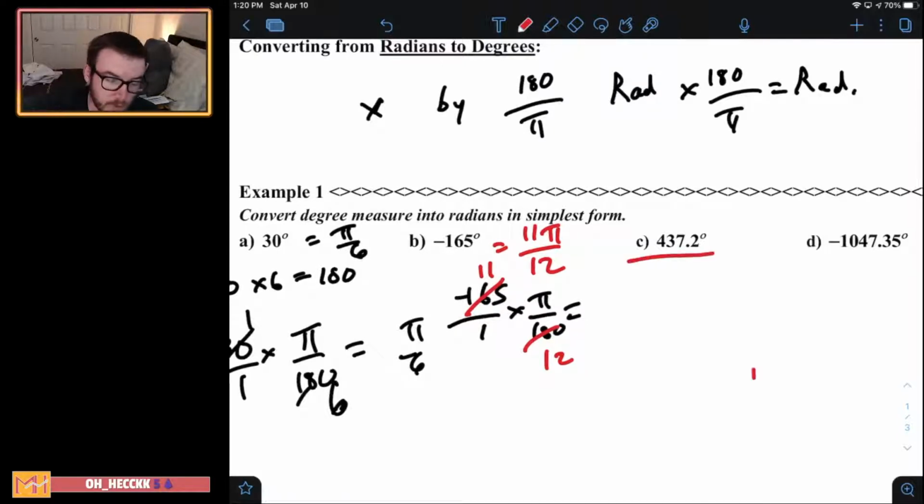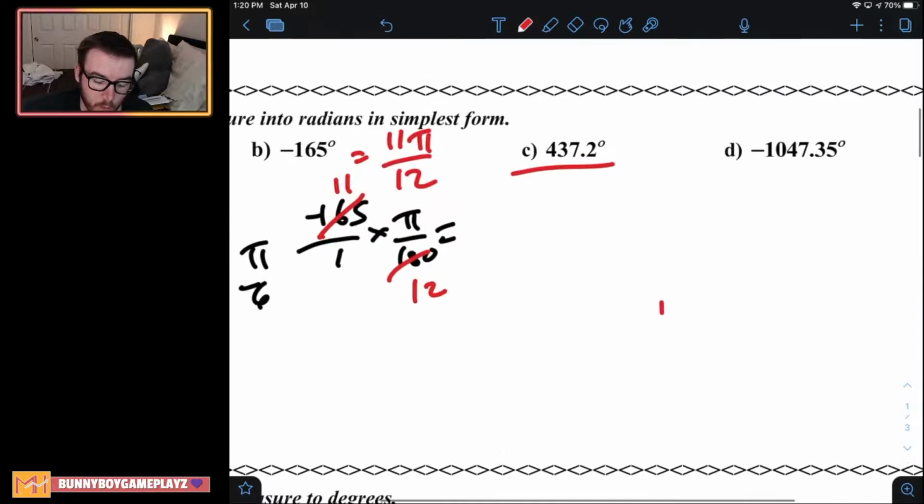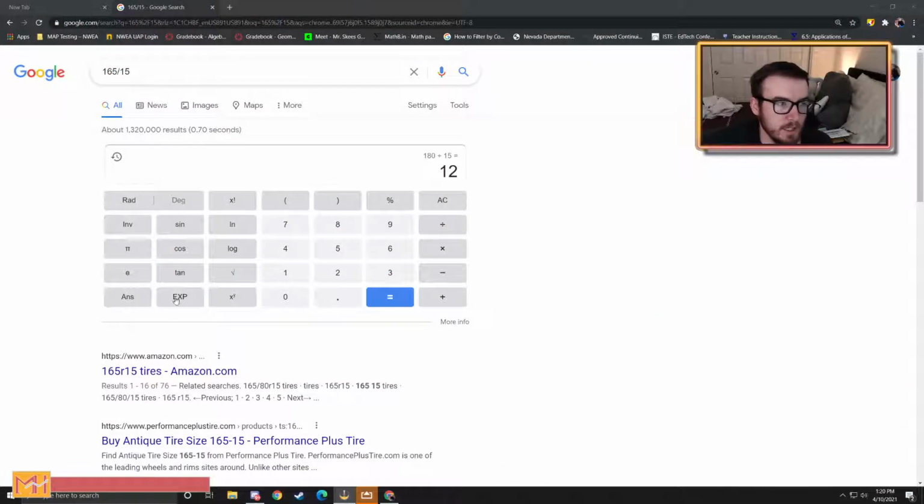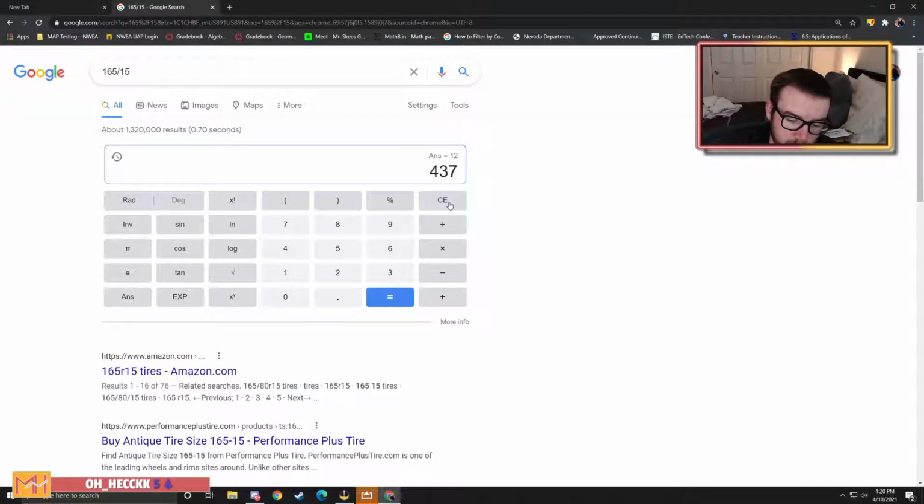Now with these decimals, that's obviously super gross. That's not a fraction that you can simplify. So we're going to go ahead and plug this completely into the calculator and see what we get. So I'll show you on my end what I'm doing. I'm going to take the 437.2 degrees and multiply it by pi over 180 to get my radian measure. So 7.63 radians is our answer there, okay?